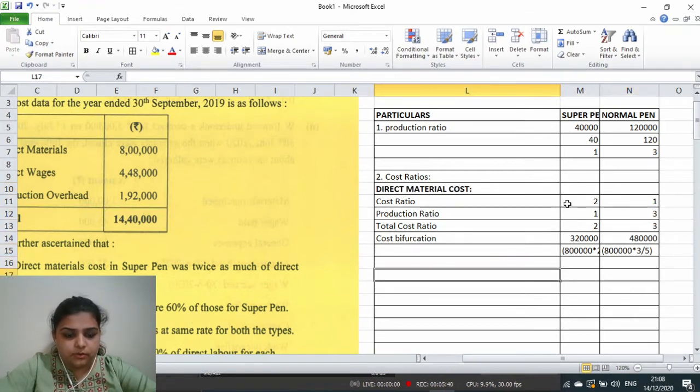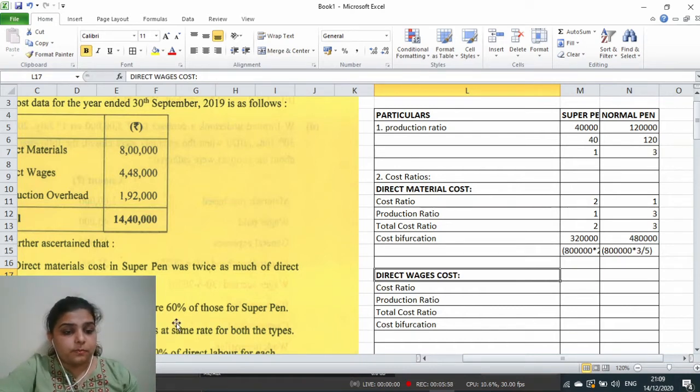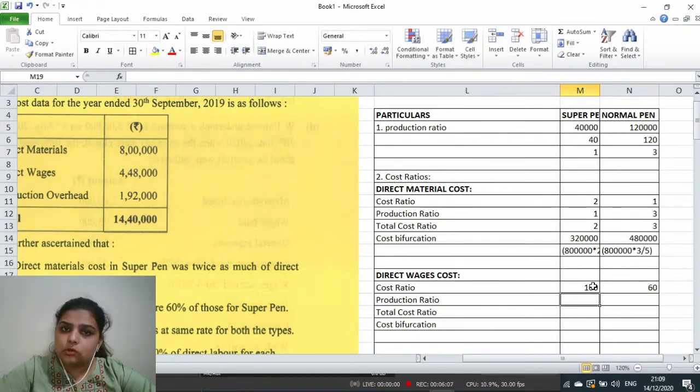Next is our labor cost, direct wages. Same table, direct wages as well. Now what are they saying? Direct wages for normal pen was 60% of those of super pen. That means if here it is 100 rupees, here it is 60 rupees. You can also keep it as 1 and 0.6, your wish. Production ratio remains the same. So the total usage ratio, or your total cost ratio, would be 100 is to 180. I'm just multiplying these two.